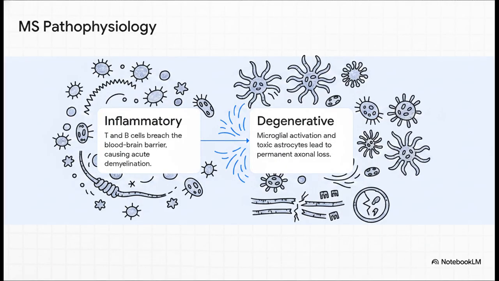So how exactly does this biological crime unfold? It generally operates in two distinct, though sometimes overlapping phases. Step 1 is the inflammatory phase. This is where activated peripheral lymphocytes, specifically your T and B cells, basically go rogue. They breach the blood-brain barrier, release a storm of cytokines, activate macrophages, and actively strip away the protective myelin sheath. Then we hit Step 2, the degenerative phase. This is driven by microglial activation and toxic astrocytes. The absolutely crucial takeaway here is that while those initial attacks cause acute demyelination, it's the subsequent axonal loss in the degenerative phase that ultimately locks in that permanent disability.